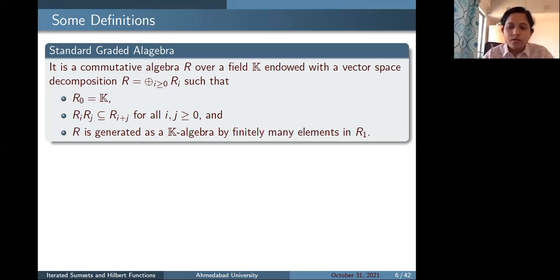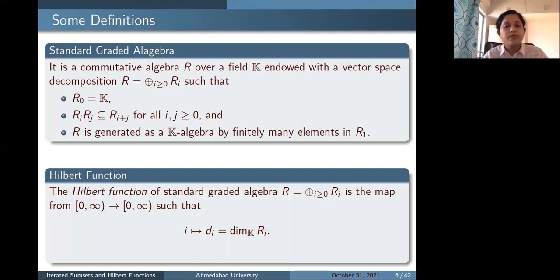So let's say I have a standard graded algebra. Now, once I have a standard graded algebra, I can talk about the Hilbert function of it. So I have the standard graded algebra, and each R_i has a finite dimension. I can denote each dimension by d_i. So the mapping i goes to d_i is called a Hilbert function.